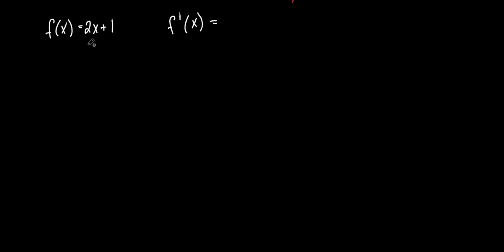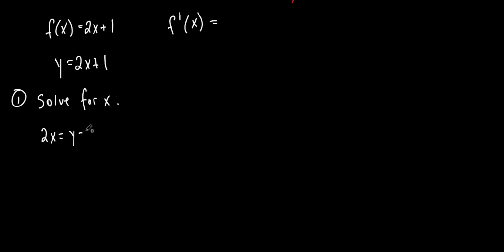What we're going to do, I'm going to write it with a y instead of f of x. What I'm going to do is solve for x. So let's do that first. That's our first step. Put a 1 right there. Okay, so I'm going to solve for x. What's the first step? Minus 1. So what's 2x equal to? y minus 1. Agreed? Now what do we do?